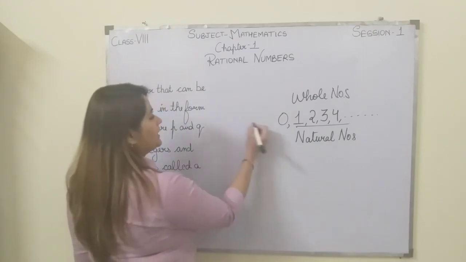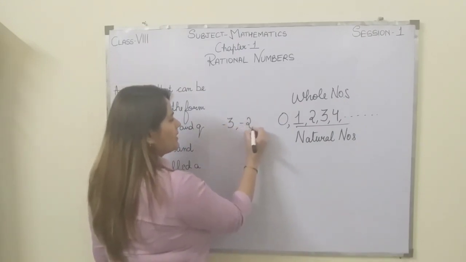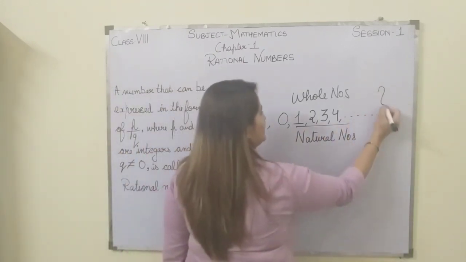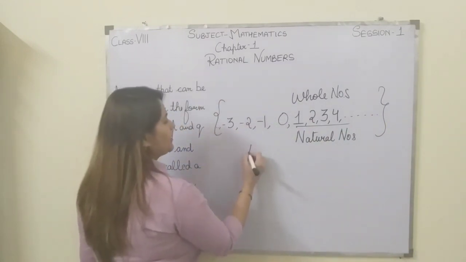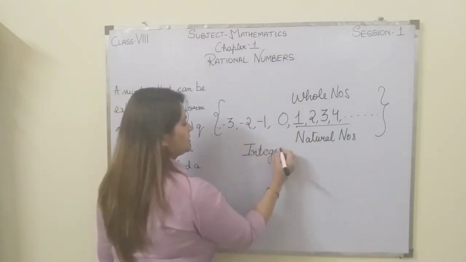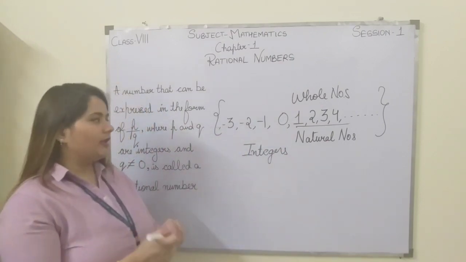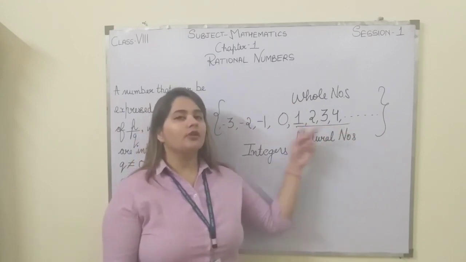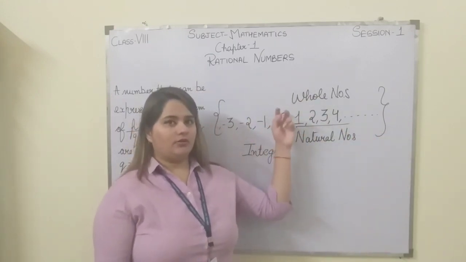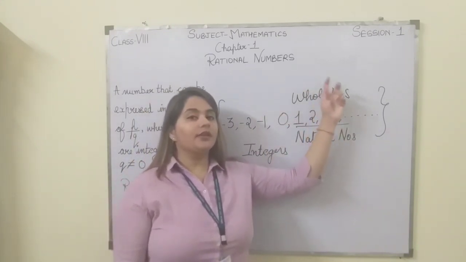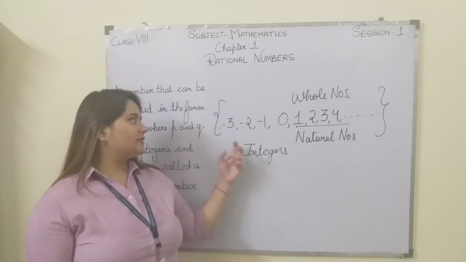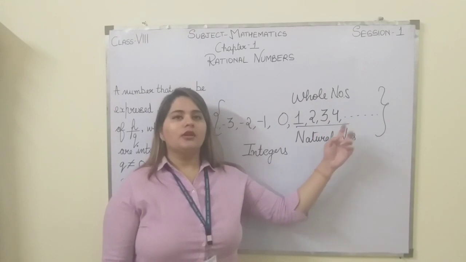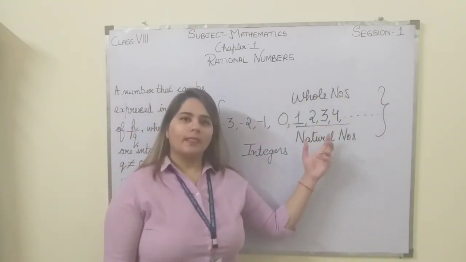And if we talk about the negative numbers, -3, -2, -1 and so on, this whole set of numbers will become integers. So natural numbers are counting numbers and counting starts from 1, 2, 3, 4 and so on. 0 and 1, 2, 3, 4 and so on are the whole numbers. And negative numbers -3, -2, -1, then 0, 1, 2, 3, 4 and all these numbers will become integers.